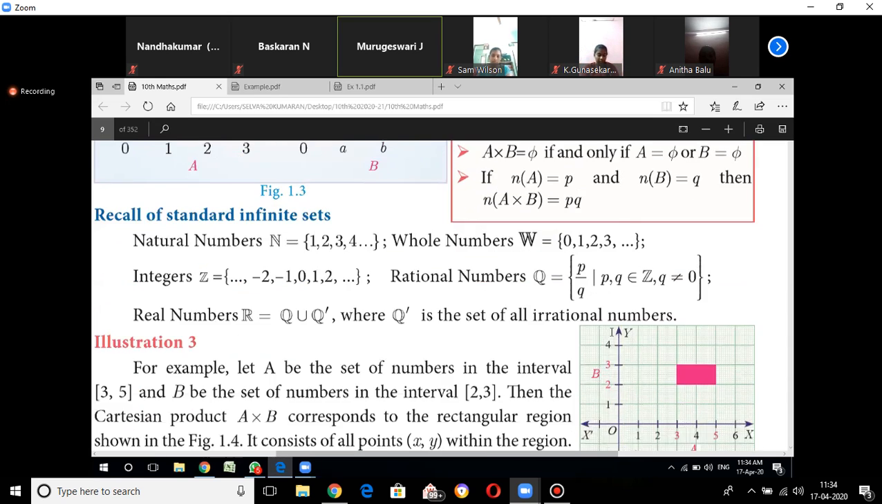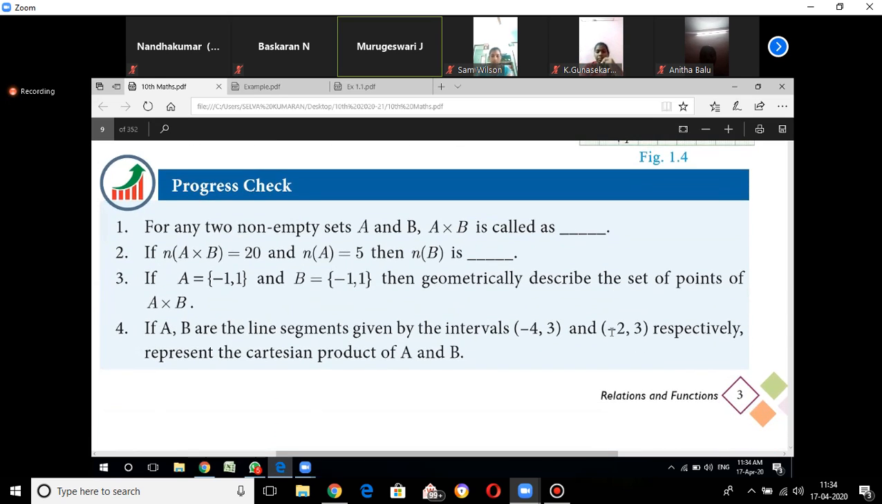Next, one progress check is there. You can write it at home, for your homework. Easy. Using the definitions only you can do it. And the third question: geometrically describe the set of points. Geometrically means you first find A cross B and then plot it in the graph sheet. Okay, what will you have to see? Check.